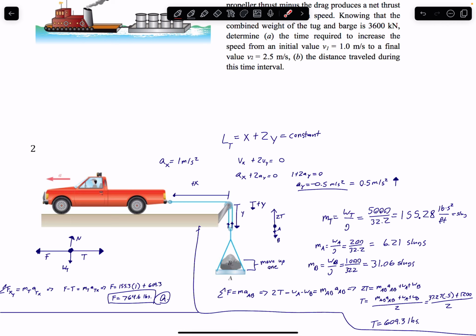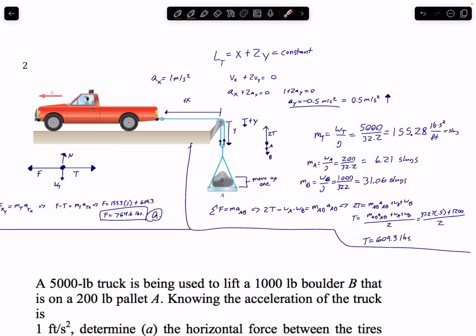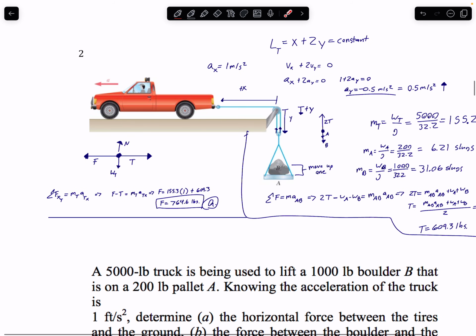It's also important to denote that I had that set up as y positive going down, so we get ay equals negative 0.5 meters per second squared, which just means that it's going up. And we have a little free body diagram of the truck here. The truck's outputting a force in that direction, there's a tension in that direction, and then weight and a normal force.